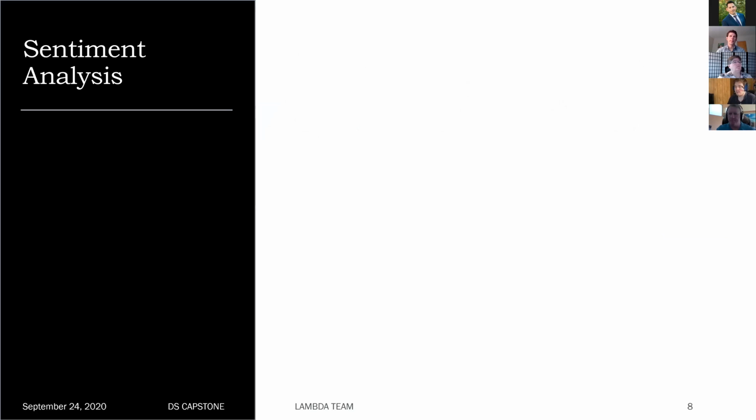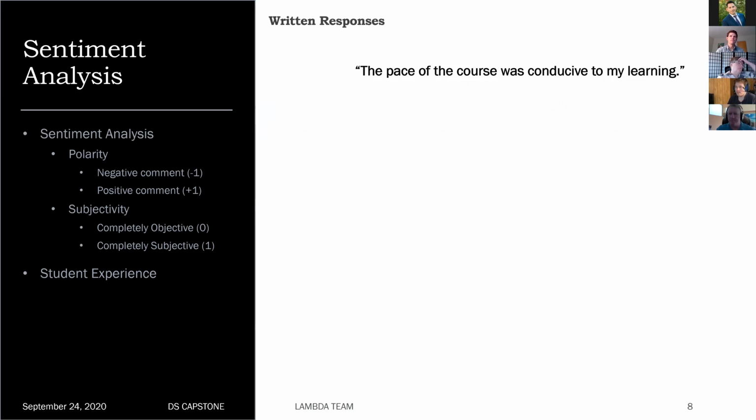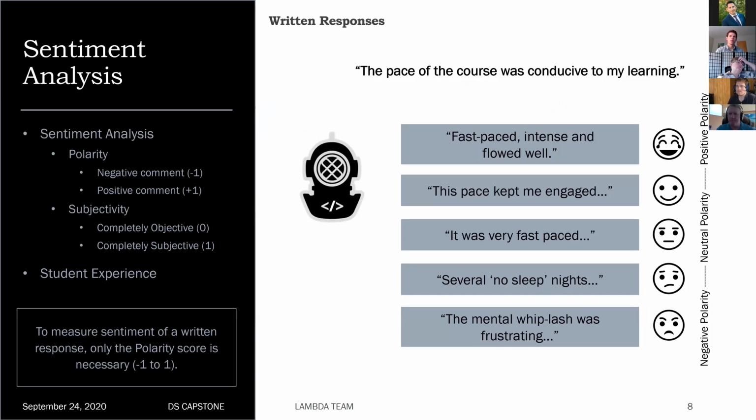This slide outlines how written responses were handled using TextBlob. We have a sample question and some actual written responses to that question. When TextBlob analyzes sentiment on an input response, there are two output values: polarity and subjectivity. Polarity is a value on a scale of -1 to +1, where -1 is a strong negative response and +1 is a strong positive response.